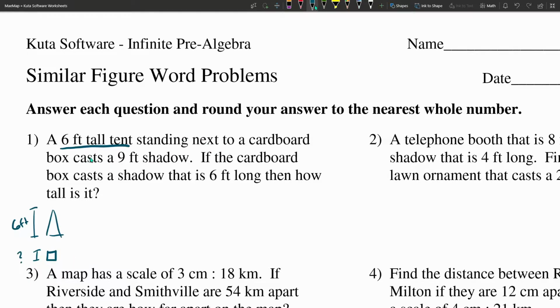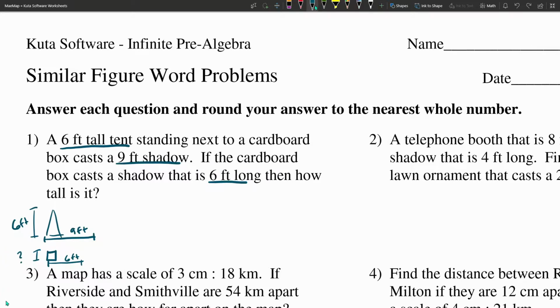Now it says that that tent casts a 9-foot shadow. So we have some shadow that the tent casts that is 9 feet long. And we know that the cardboard box casts a shadow that is 6 feet long. Using this, you can kind of see our proportion already. 6 is to this unknown height as the length of the shadow is to the other length of the shadow. Or we could do 6 feet to 9 feet is proportional to our unknown to 6 feet.